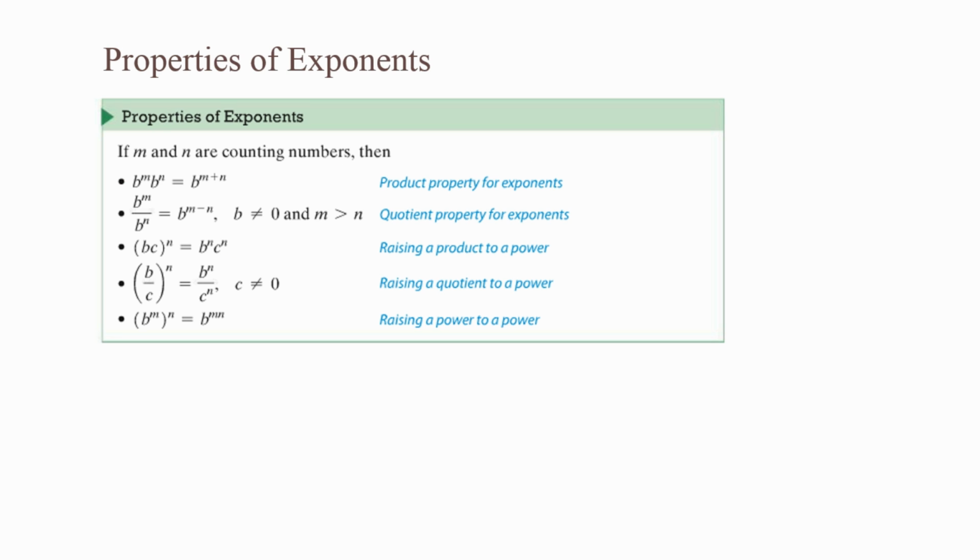Properties of exponents. If m and n are counting numbers, then b to the m times b to the n is equal to b to the m plus n. That's the product property for exponents. b to the m divided by b to the n equals b to the m minus n, if b does not equal 0 and m is greater than n. That's the quotient property for exponents.